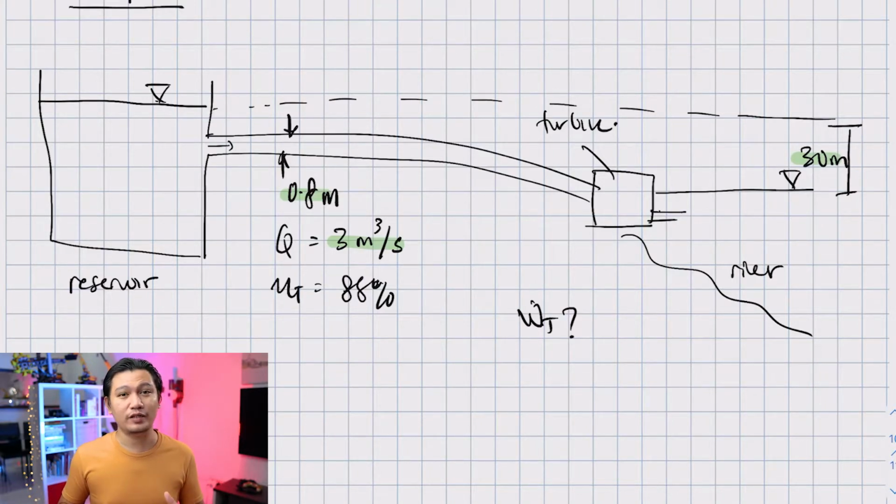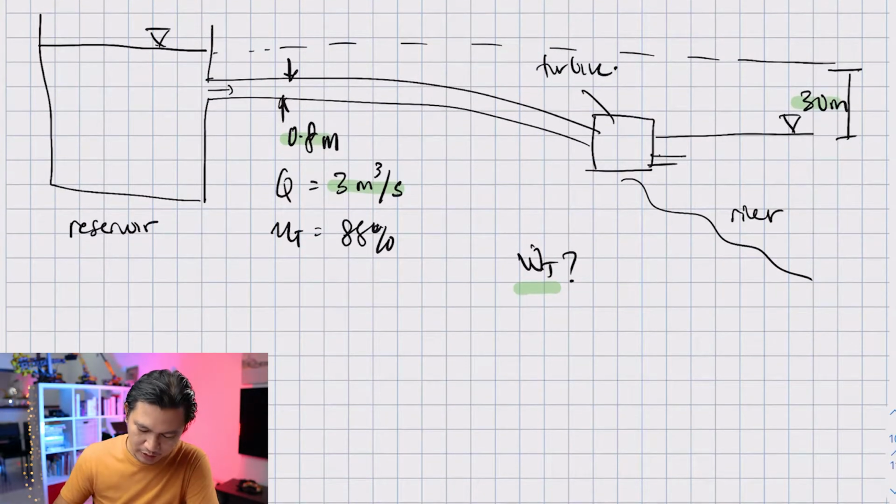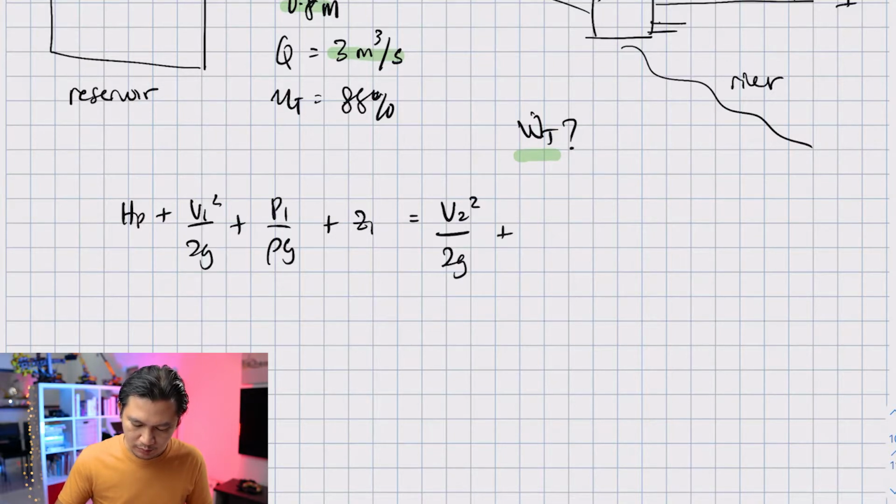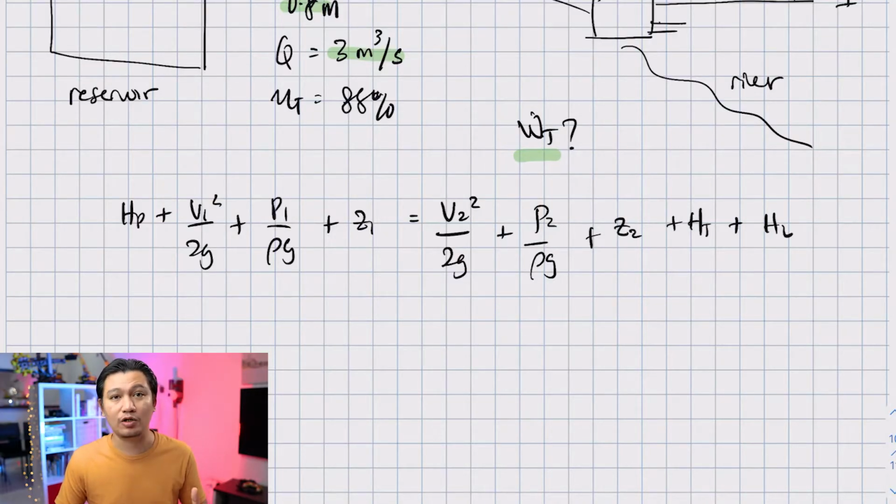So you know that the scale of this is huge, and you can expect that the power will be large as well. It's got to be hundreds and hundreds of kilowatts or even megawatts. But before that, let's see how we can solve this equation. First step is to write the equation: HP plus V1 square over 2G plus P1 over rho G plus Z1 equal to V2 square over 2G plus P2 over rho G plus Z2 plus HT plus HL. L is losses as usual.